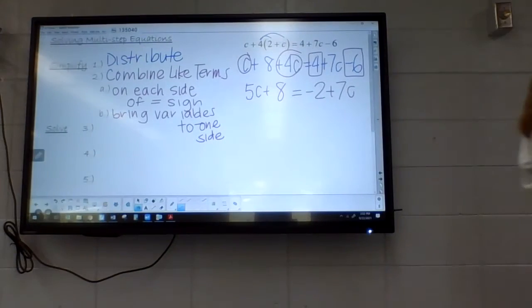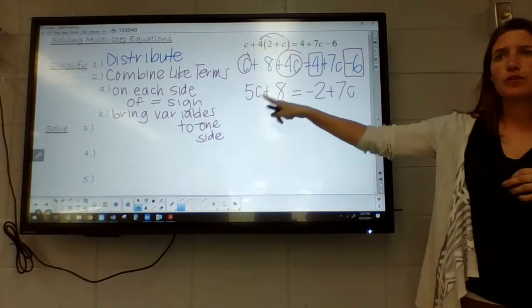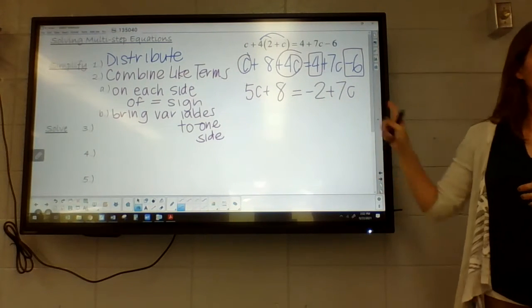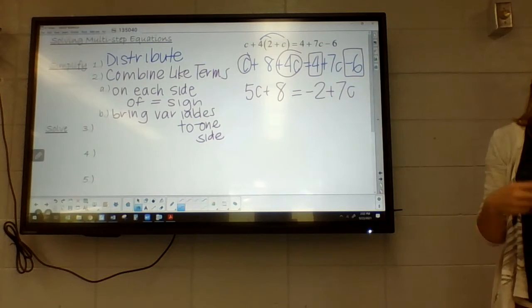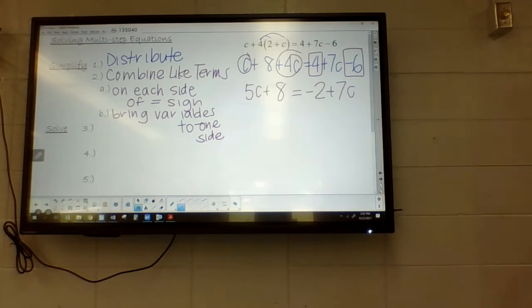So I have a 5C on one side and a 7C on the other. Which one would you prefer to move? I would like to move the 5C. I like my variable to be positive, but some of you might say, well, I always look at it on the left side. It doesn't really matter. I tend to move the smaller of the two.